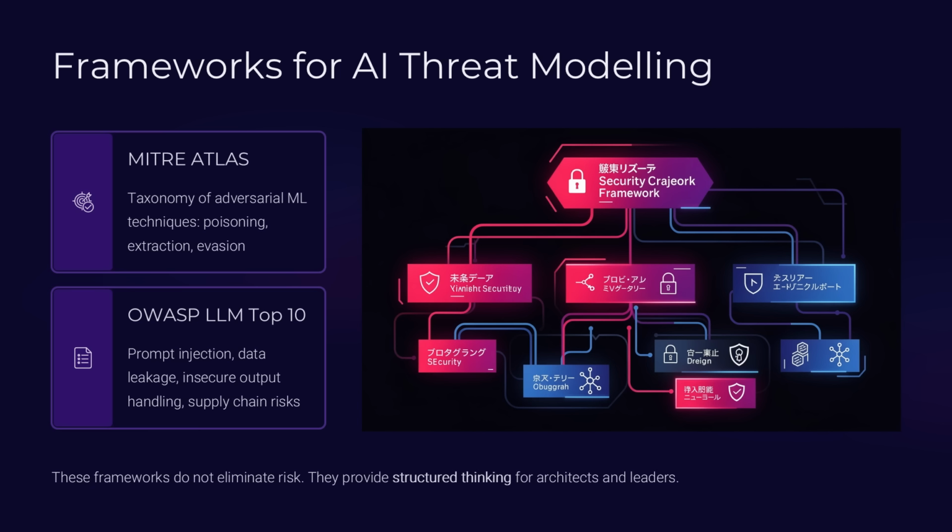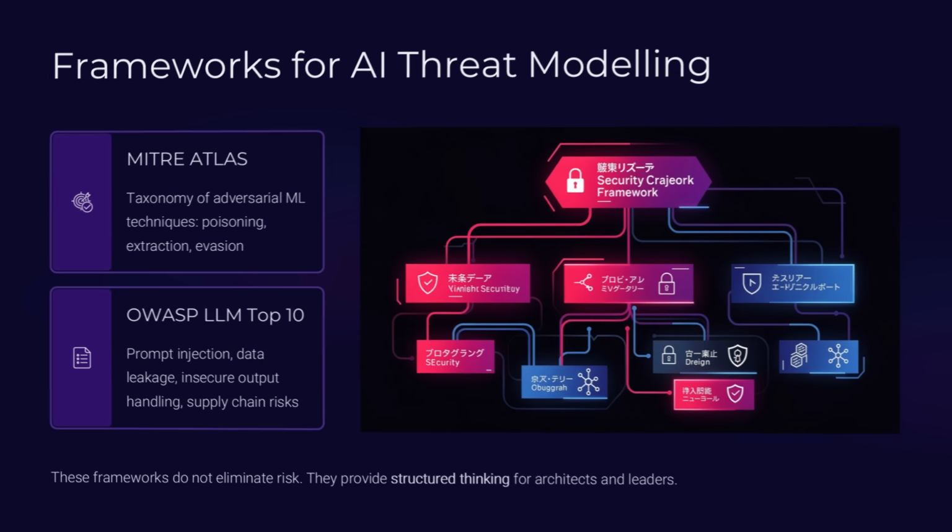The Open Worldwide Application Security Project, Top 10 for Large Language Model Applications, provides guidance on common vulnerabilities specific to large language model deployments. It addresses risks such as prompt injection, data leakage, insecure output handling, and supply chain vulnerabilities. These frameworks do not eliminate risk, they provide structured thinking. As a leader, you should ensure that your architecture teams reference such frameworks when designing, reviewing, and governing artificial intelligence systems. Threat modeling must now incorporate these new categories.